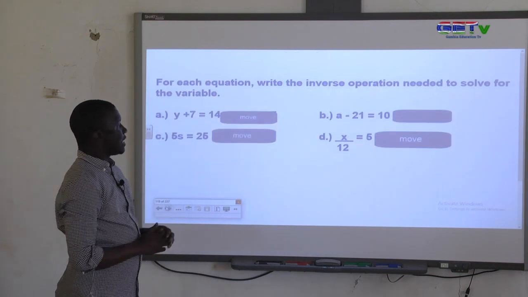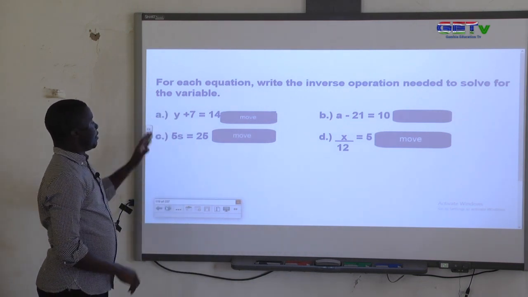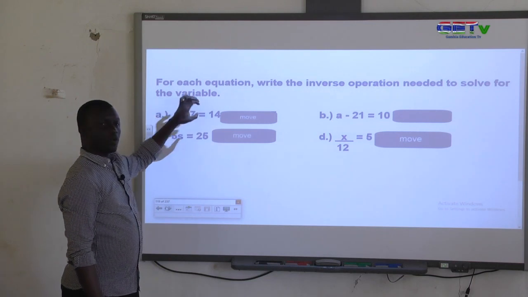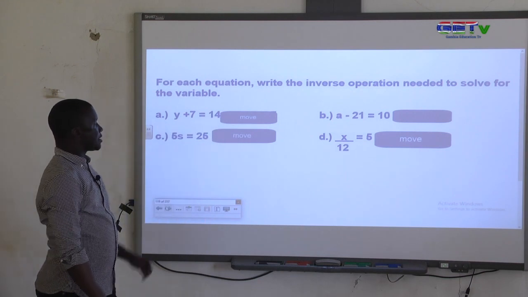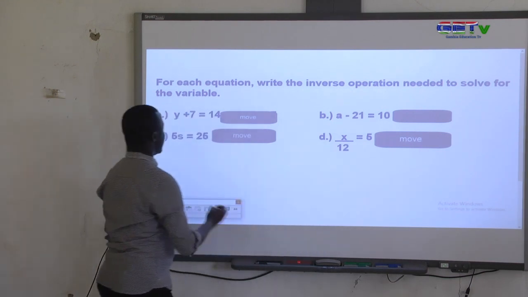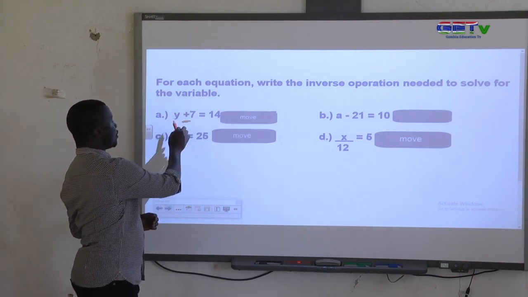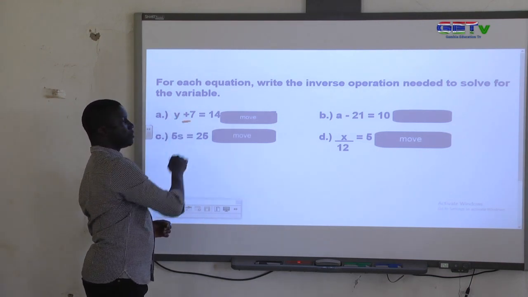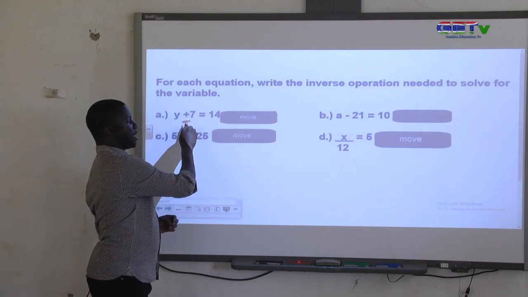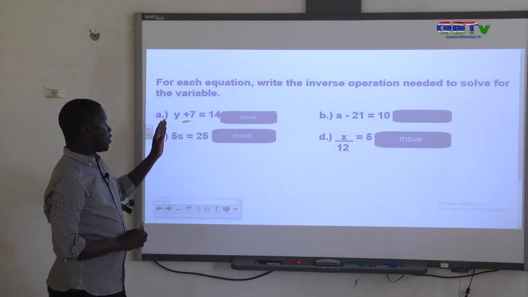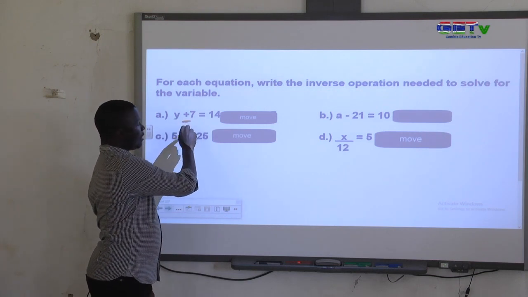Now, for each equation, write the inverse operation needed to solve the variable. As we have here, y + 7 = 14. Now, what we need to know here is that the operation is an addition. So in order to isolate the y here, which is our variable, all we need to know is the opposite of addition here is what? Subtraction. So for us to isolate our variable here, we must subtract 7 from here.